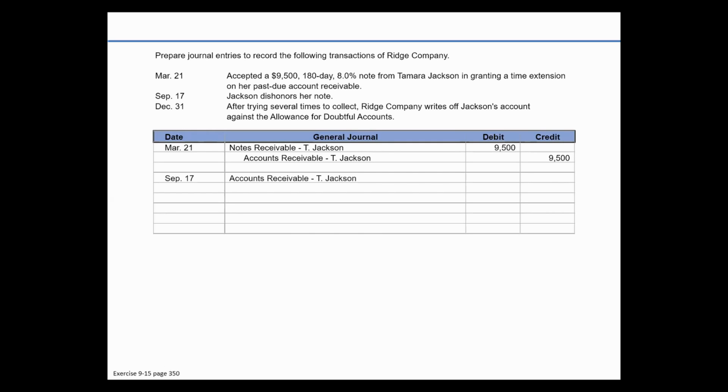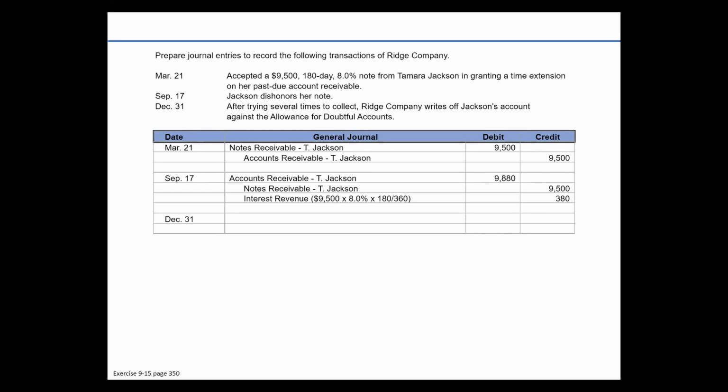And then on September the 17th, Jackson dishonors her note, so we would have a debit of accounts receivable 9,880, and then we'll credit the notes receivable, T. Jackson, for 9,500, and then the interest receivable credit for 380. Because we go ahead, we get rid of the note, we put it back on her accounts receivable.